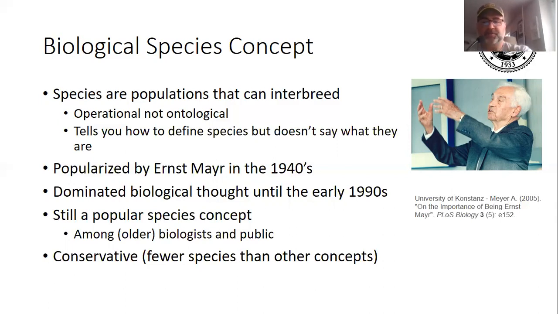The biological species concept is relatively conservative. And what I mean by that is it tends to lump species. So if you find out that two organisms from different populations can actually interbreed, you can make an argument that they're actually the same species. And this has had some consequence for conservation.